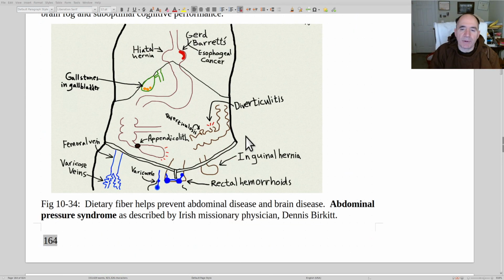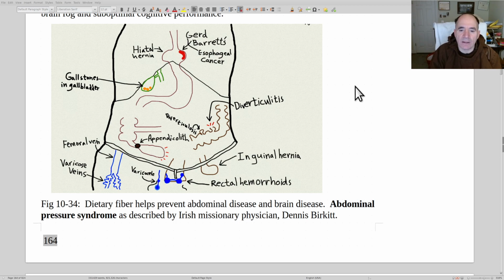Okay, this is just showing some of the benefits of dietary fiber. I talked about this a lot more in the chapter on the abdomen. I had a chapter called Western Abdomen Diseases. But here's just a quick summary of it. I sometimes have the same slide in more than one location because it's relevant to whatever else I'm talking about.